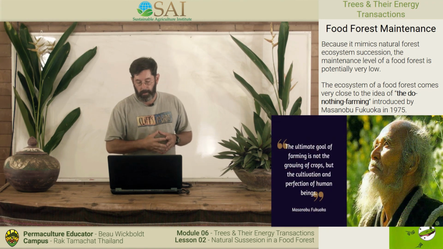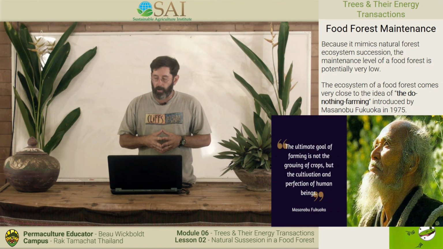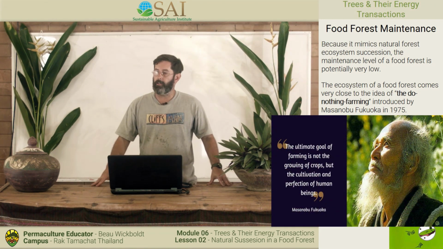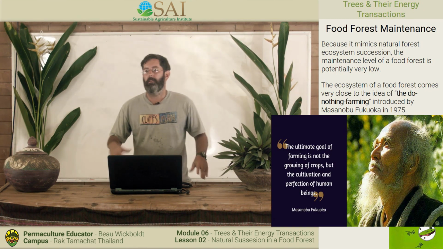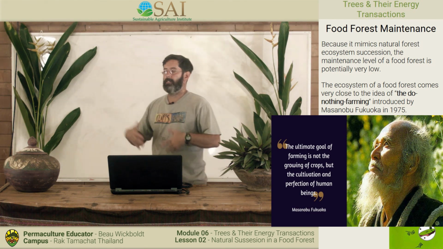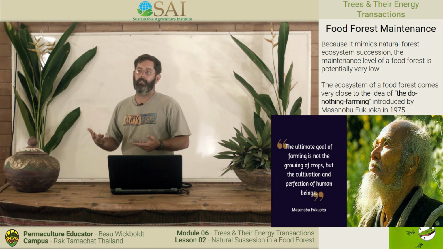So this is a quote by Fukuoka. The ultimate goal of farming is not the growing of crops, but the cultivation and the perfection of human beings. Meaning that when we have aspect of a garden, we have something we can take care of.